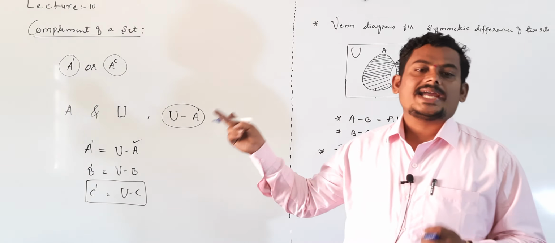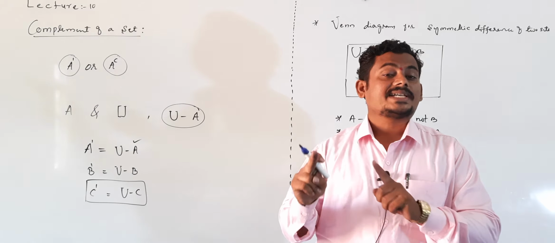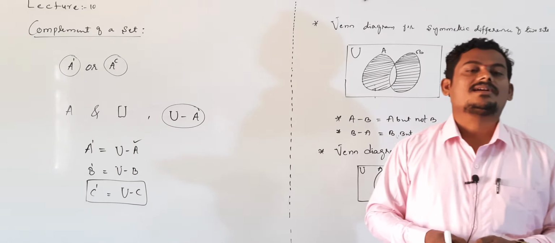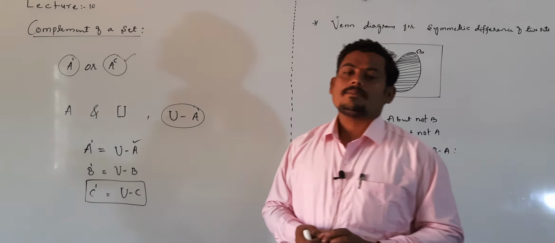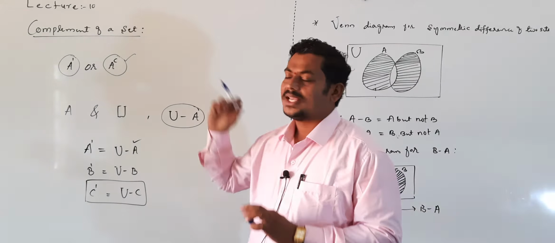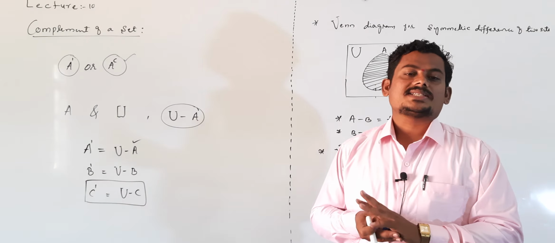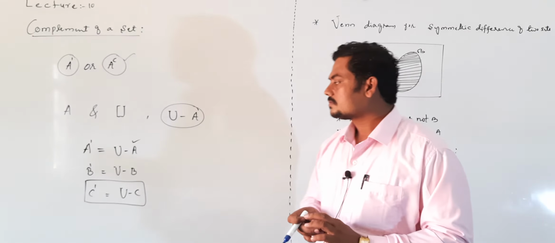Let A be any set and U be the universal set, then the set U minus A is called complement of A. It is denoted as A power c or A prime. A prime indicates complement of A.